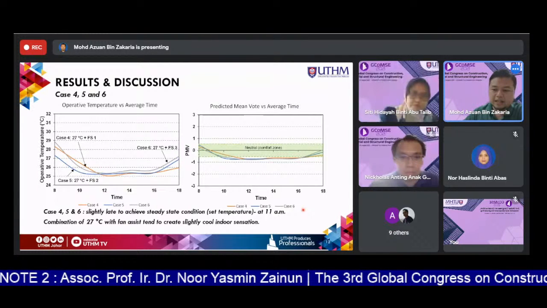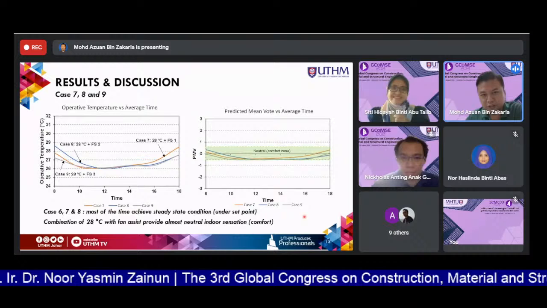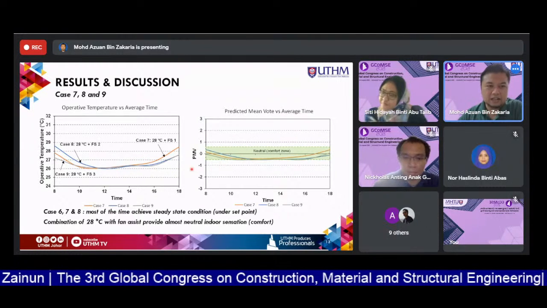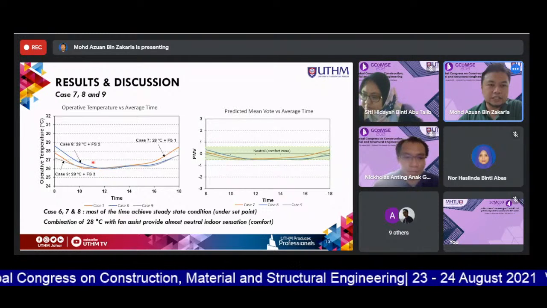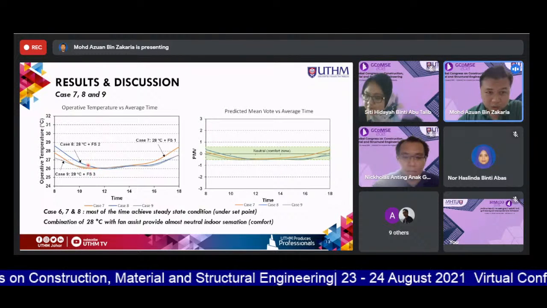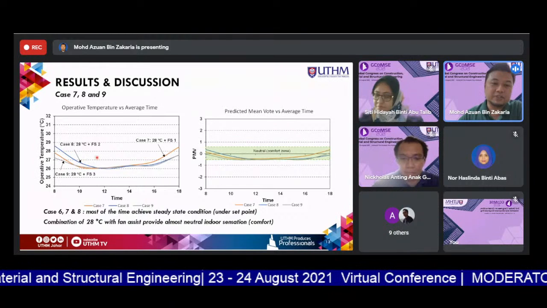Okay, next we look more closely into cases 7, 8, and 9. For cases 7, 8, and 9, we investigate. The condition is slightly better than the previous cases.